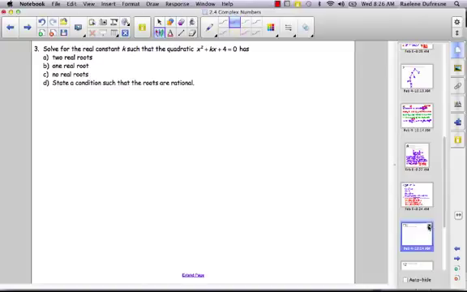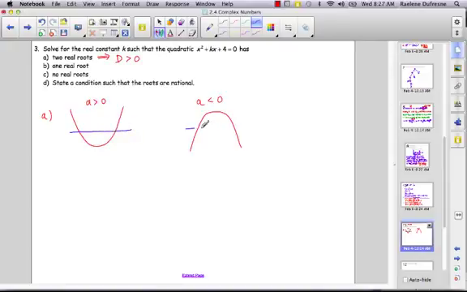Number 3, solve for the real constant k such that this quadratic has 2 real roots, 1 real root, no real roots, and state a condition such that the roots are rational. Well, if we want 2 real roots, then we know that the quadratic discriminant must be positive. Imagine that we've got a quadratic and its graph is a parabola, so it's either concave up if a is positive, or if a is negative, we have a vertical reflection and the parabola is concave down. To have 2 real roots, we want the parabola to intersect the x-axis in 2 places. This occurs when the discriminant is greater than 0.